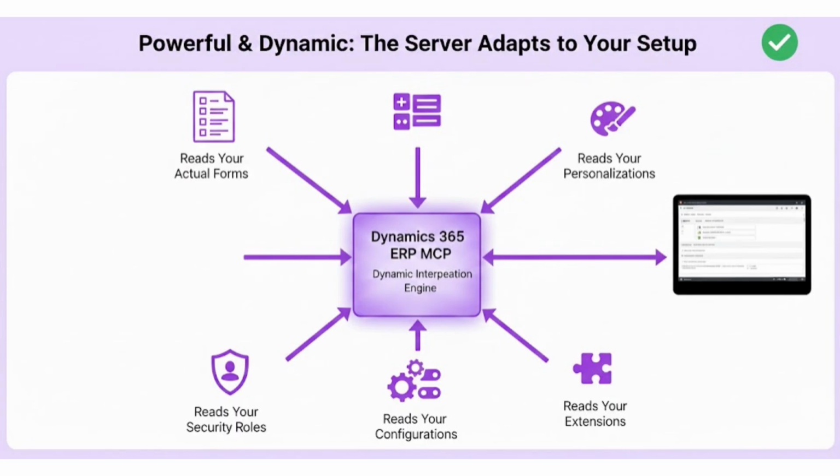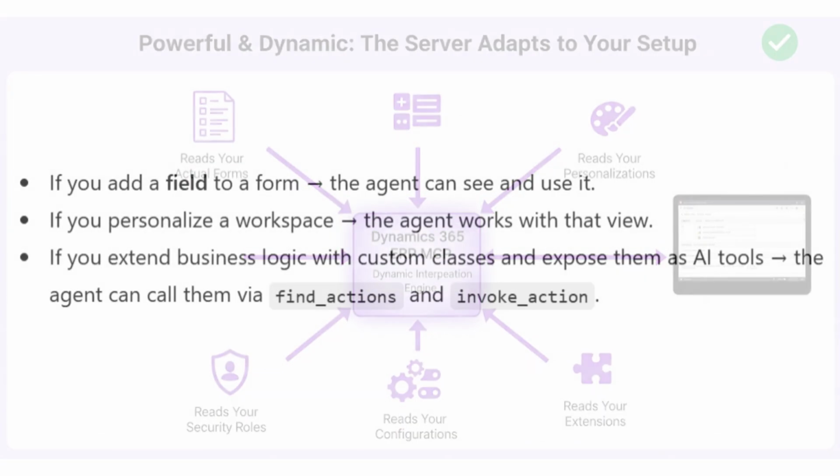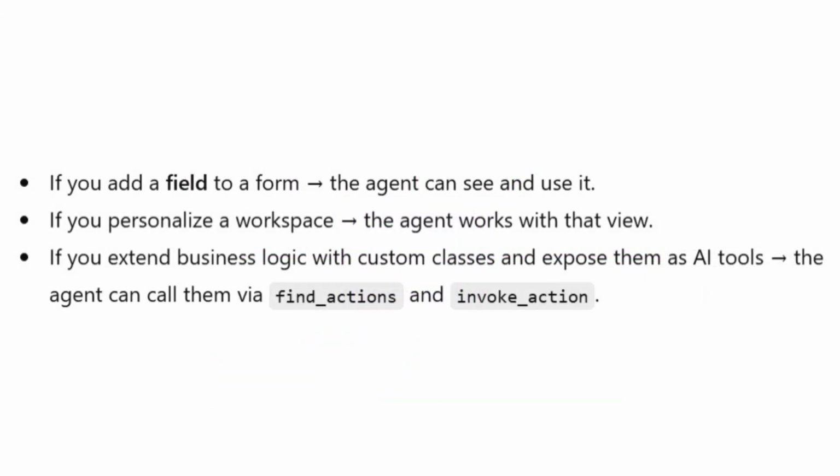Why is this powerful? One of the most powerful aspects of the Dynamics 365 ERP MCP server is that it's dynamic. The MCP server doesn't just hardcode a fixed set of actions. It reads your actual forms, security roles, configurations, extensions, and personalizations, and builds the context for the agent on the fly. That means if you add a field to a form, the agent can see and use it. If you personalize a workspace, the agent can work with that view. If you extend business logic with custom classes and expose them as AI tools, the agent can call them via find actions and invoke action. In short, your customizations become AI accessible automatically as long as they follow the supported patterns.